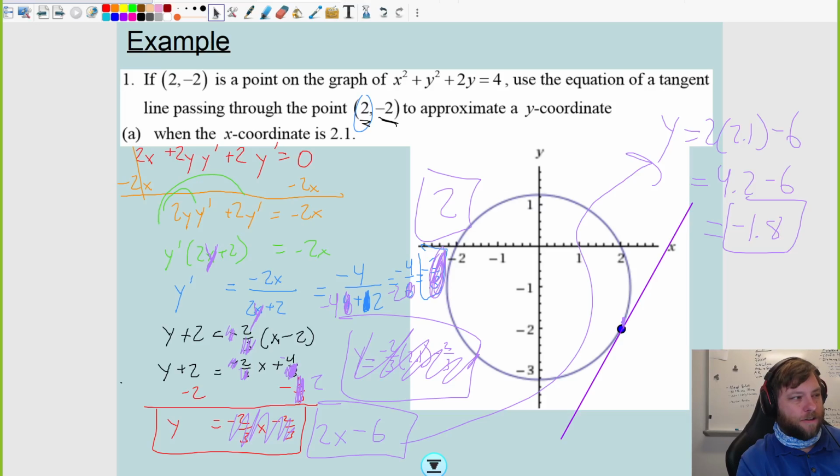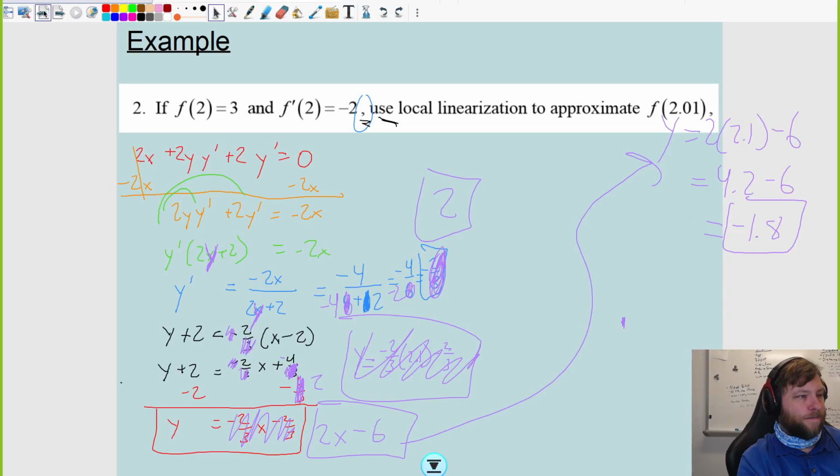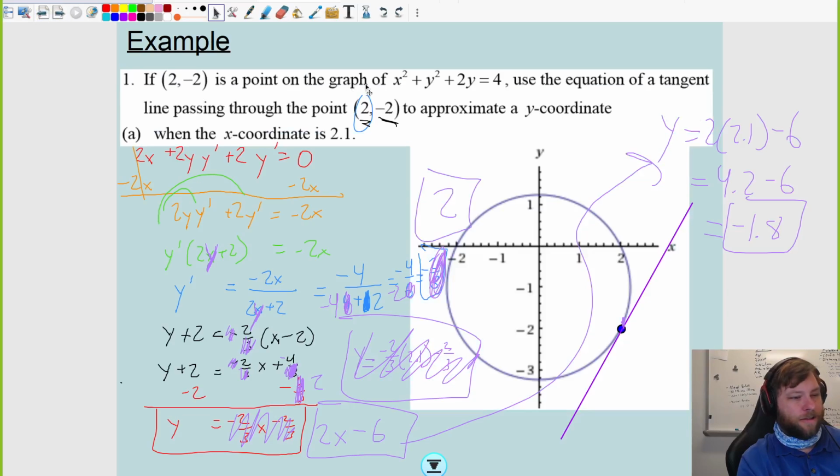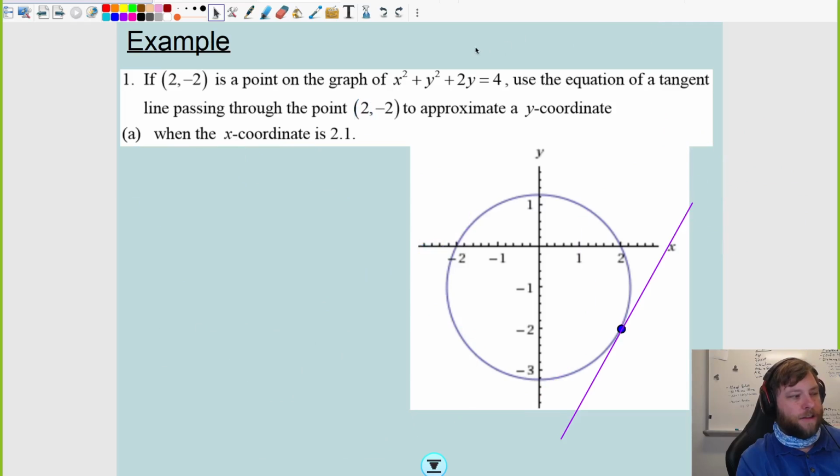I hate doing these kinds of things, but that's what you do. You find the equation of the tangent line.